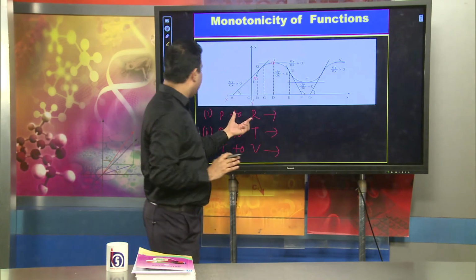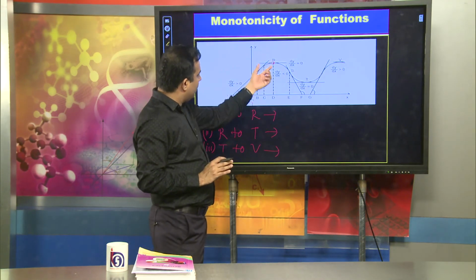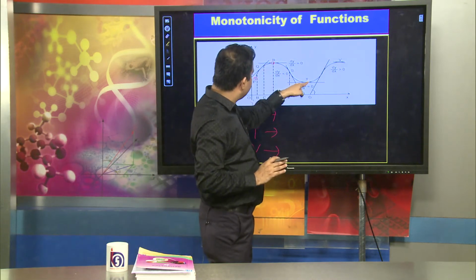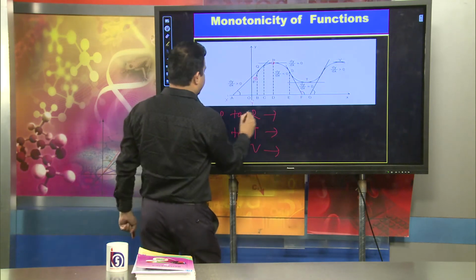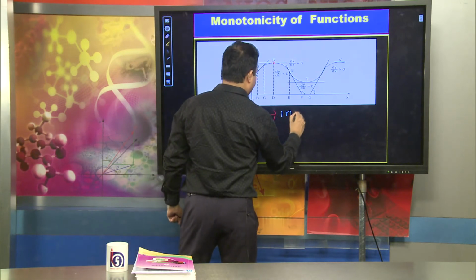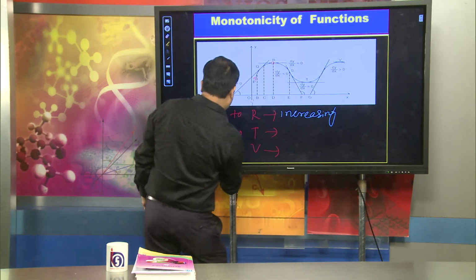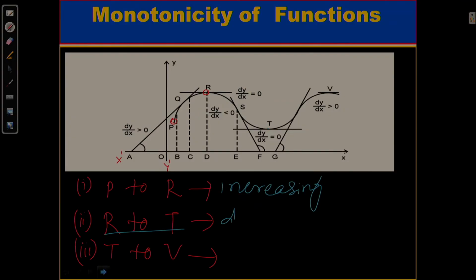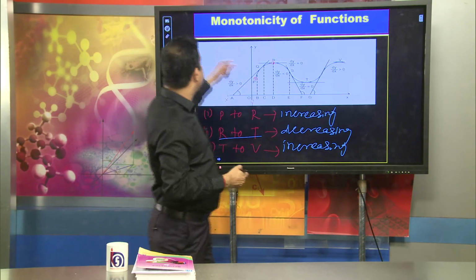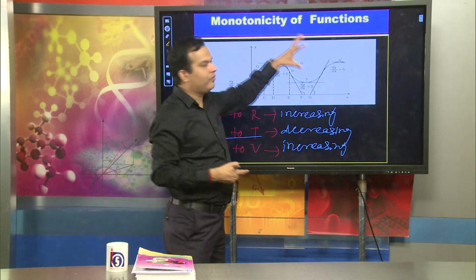So from P to R it is increasing, and from R to T you find it is decreasing, and from T to V it again starts increasing. Then if we move on, somewhere it again starts decreasing. So this is the monotonicity of the function.